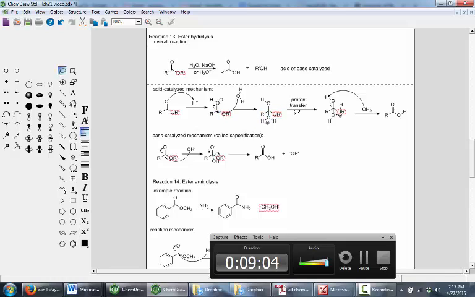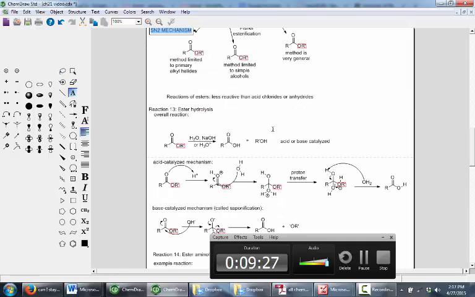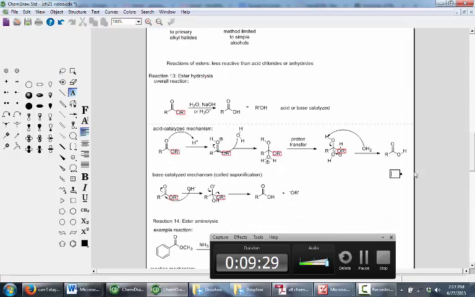Now again, let's remind ourselves, we need to kick off the OR prime group, the alkoxide, but we're not going to want to generate a negative charge under acidic conditions. So first step will be a proton transfer of this H onto this OR. Then I can collapse back to form the desired free acid and kick off the alcohol as my leaving group. Here R prime OH is going to be my leaving group now for this reaction.